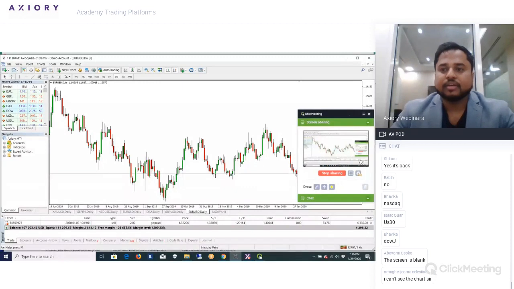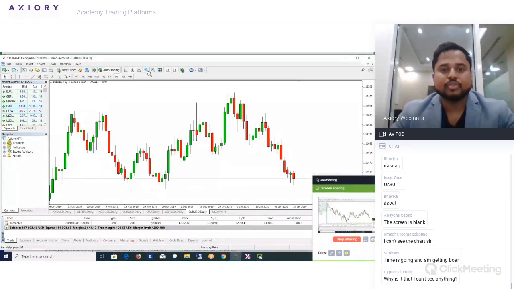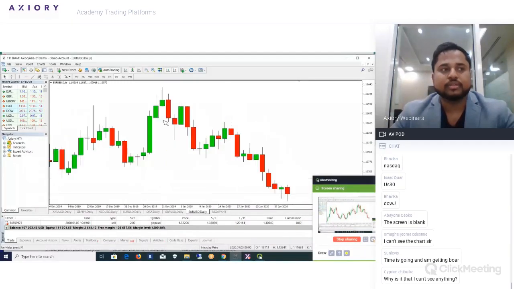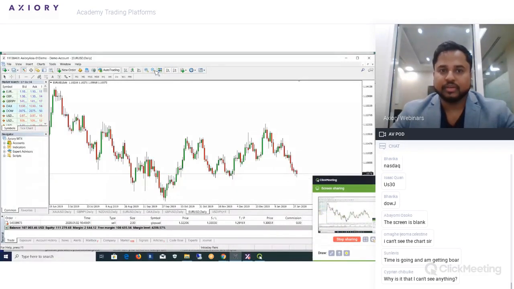Now we will see how to zoom in and zoom out the charts. Here you can see the zoom in. You can zoom the charts. You can zoom out here.